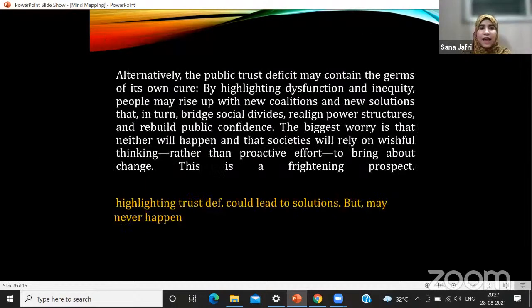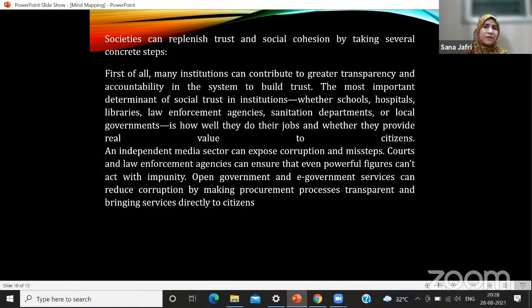So see how I have put it up. Okay, all the key points. Highlighting trust deficit could lead to solutions, but may never happen. This thing may never happen. Simple. And now this is important. Here onwards, you feel that in the passage there is quite a change. There's an inflection of ideas. All right. So let's see this.